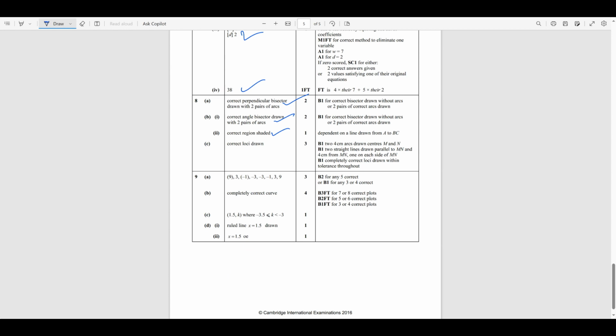Correct loci drawn. All right. B1 for 4 centimeters are drawn. Centers M and N, fine. Two straight lines drawn parallel to M and N, and 4 centimeters from M and N on each side, fine. Okay, fine. That's good.